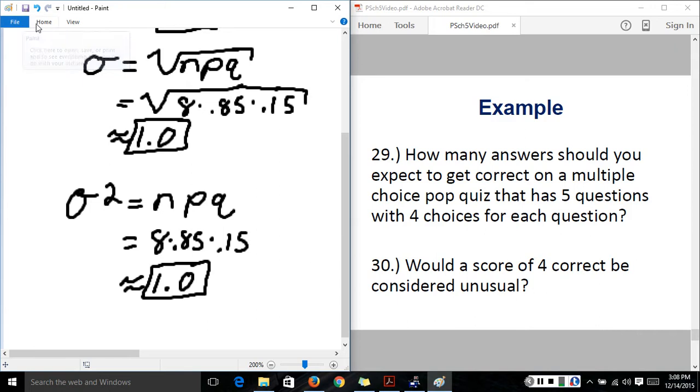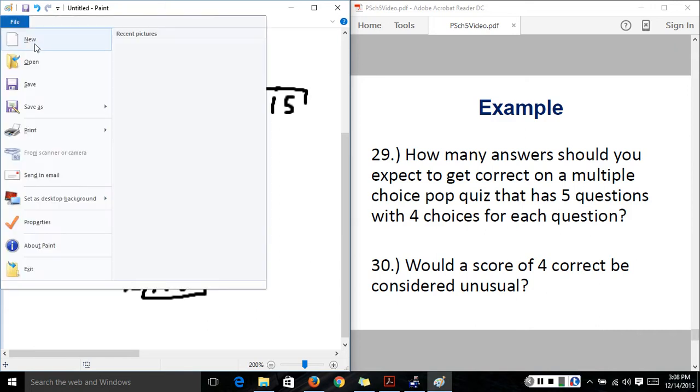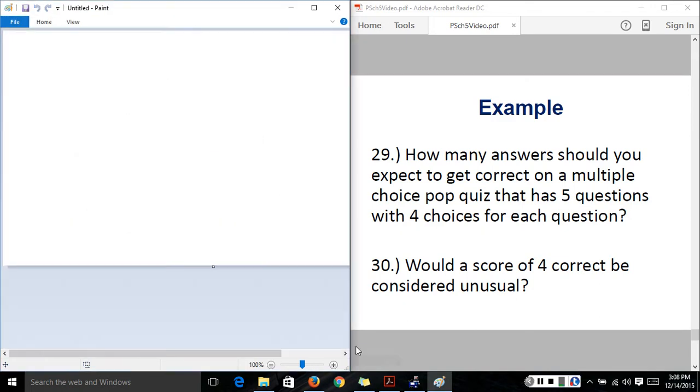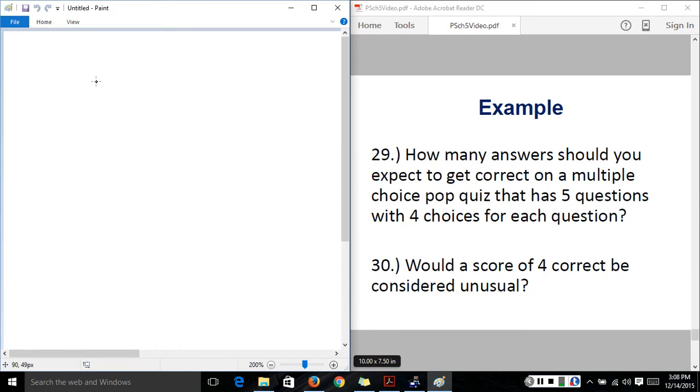Well, let's talk about expected value. Number 29, how many answers should you expect to get correct on a multiple choice pop quiz that has 5 questions with 4 choices for each question? Expected value is calculated the same way as the mean. So all this problem is really asking for is the mean.